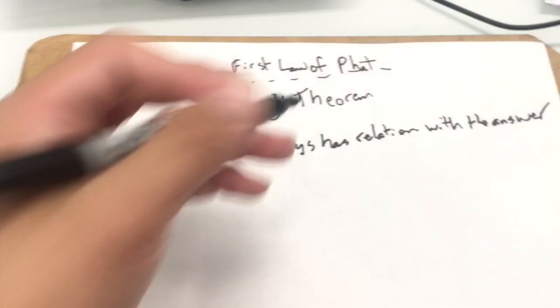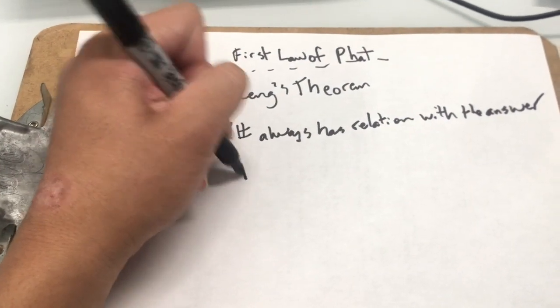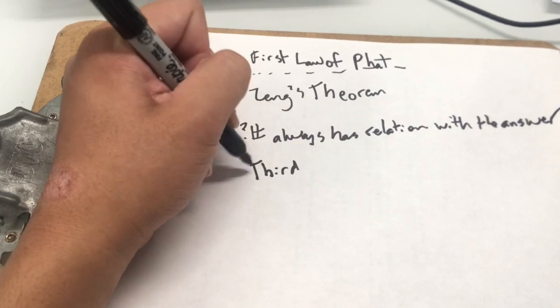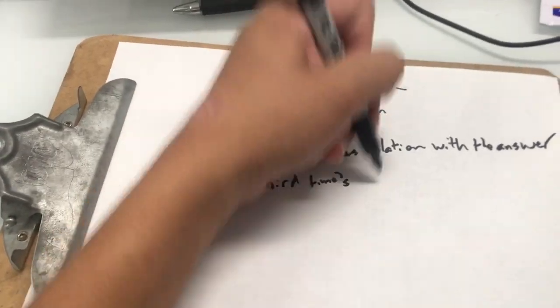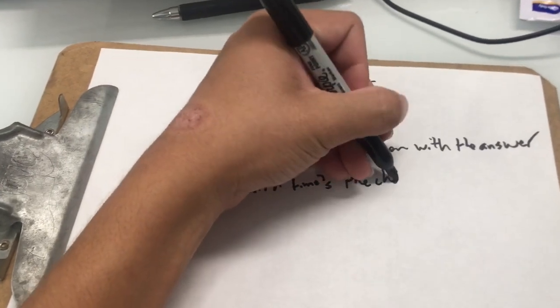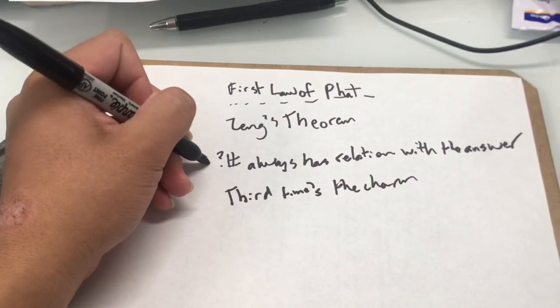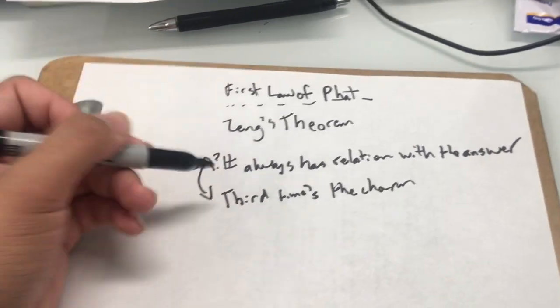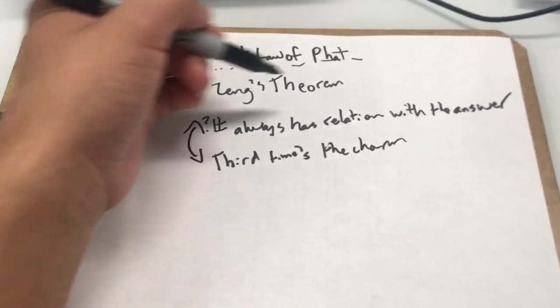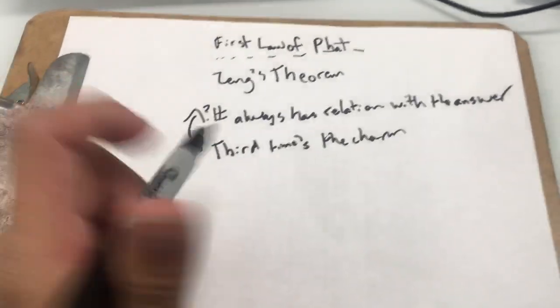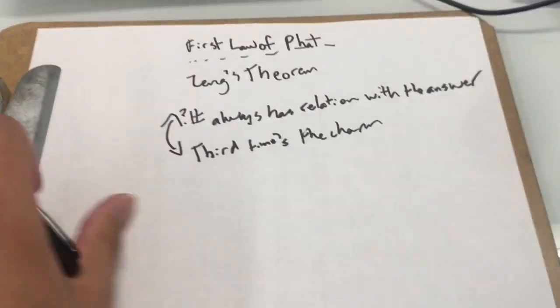That's the relation. And also, third times the charm. These two sentences correlate with each other to form Zeng's Theorem. And if you don't understand third times the charm, we'll finish watching the video.